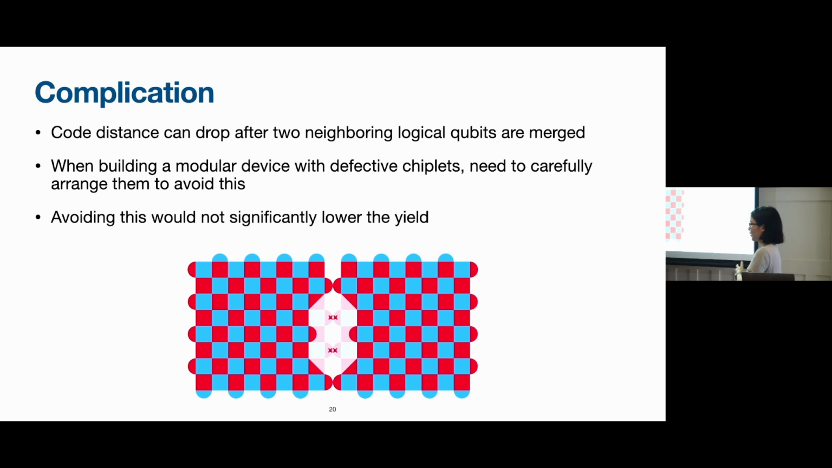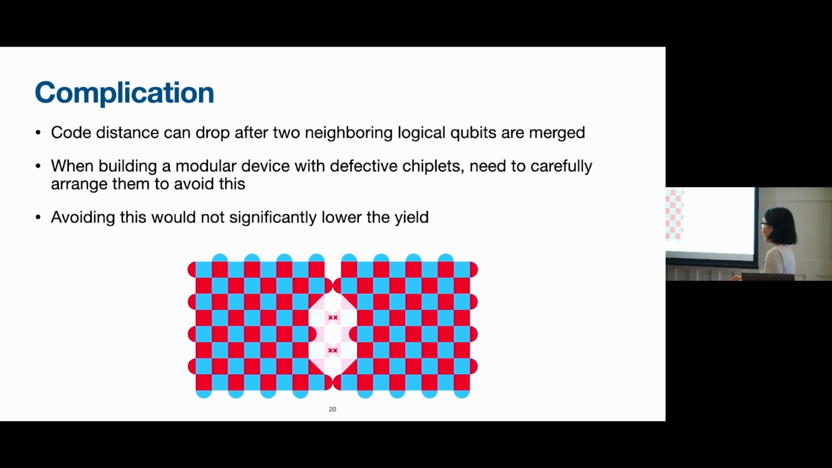Like you have two logical qubits side by side. If you look at them on their own, the code distance only decreased by 1 due to the defects in the middle. Like the code distance in the horizontal direction drops by 1. However, if you imagine that these two are merged in a lattice surgery operation along the middle line, then you're able to go from the top to the bottom, skipping all these areas, so the code distance drops by more than half. And we definitely don't want to run into this situation when we run an application. So when building a modular device with defective chiplets, we need to arrange the chiplets well to avoid this situation.